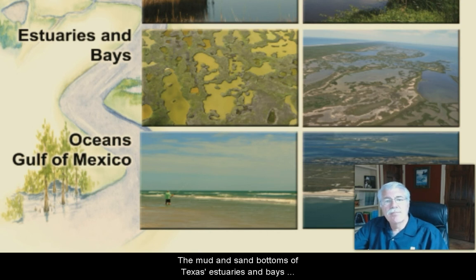The mud and sand bottoms of Texas's estuaries and bays are dominated by extensive seagrass beds and benthic communities, including numerous oyster reefs. This essential habitat is being lost. About 60% of our shoreline is eroding away, and almost half of Texas' original wetlands are gone.